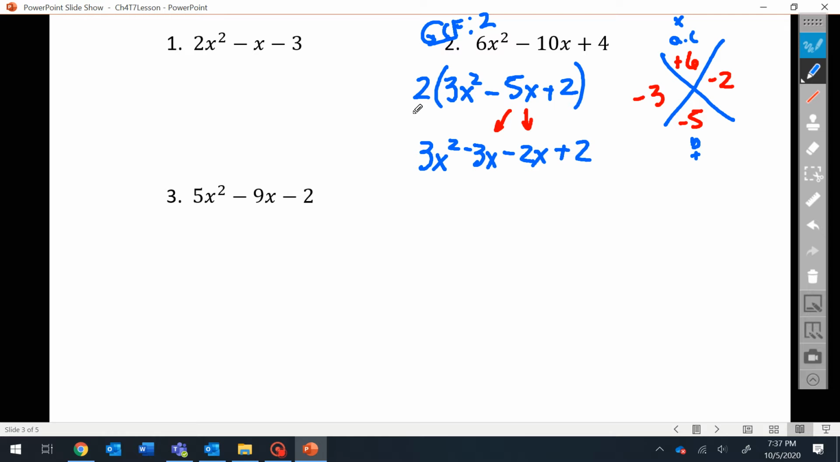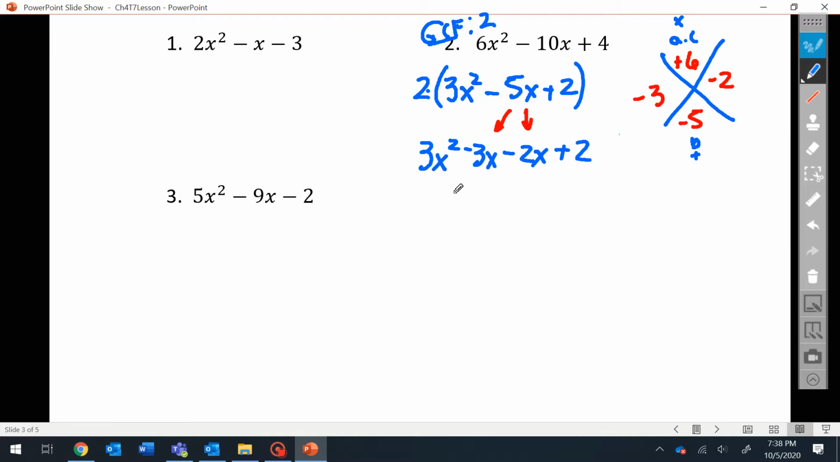Alright, I do want to keep this 2 around, but I'm going to use it in the final portion here, so don't forget about it. I'm going to leave it out for now. I'll put it over here just so we don't forget about it, but I don't want to get it confused with what I'm doing here. I'll bring that 2 down at the very end.